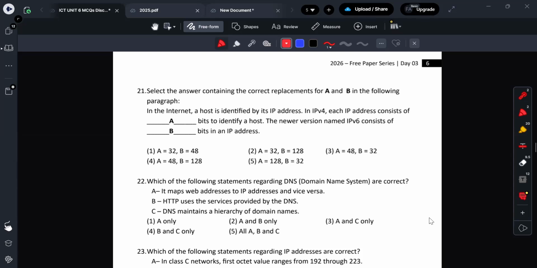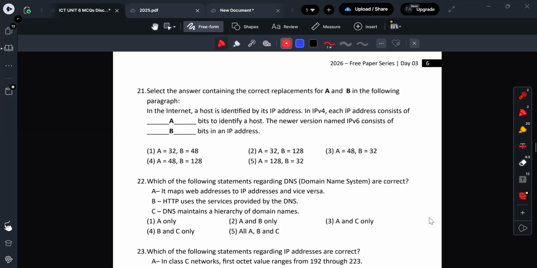Okay, so again, this is about IP addressing. In the internet, a host is identified by its IP address. In IPv4, each IP address consists of dash bits to identify a host, and the newer version named IPv6 consists of dash bits. So how many bits does IPv4 consist of? IPv4 consists of 32 bits, right?